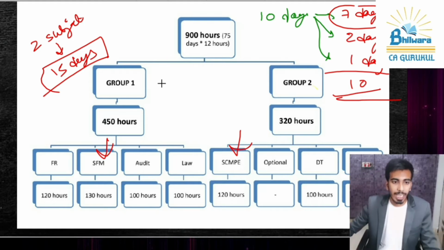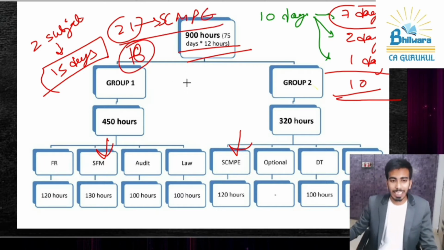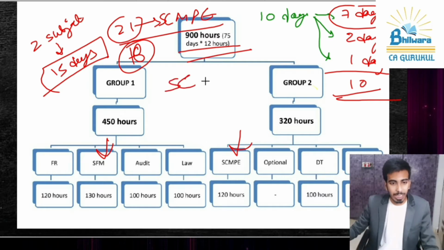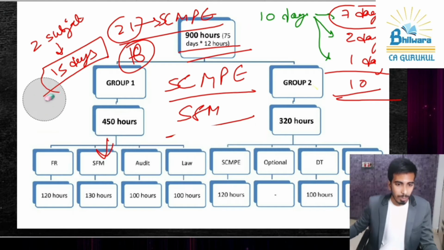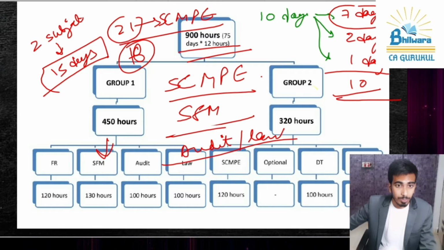Based on your strengths and weaknesses, you will identify which subject you have to do. Like if you have scored 21 in SCMP, so if you have scored a minimal score in one of the subjects, then you should pick that subject, plus you should pick some other subject like SFM or FR, and plus you should start with some subject like audit or law. That depends on you. Maybe audit you can start, or maybe law you can start. Okay, so I'll show you how.